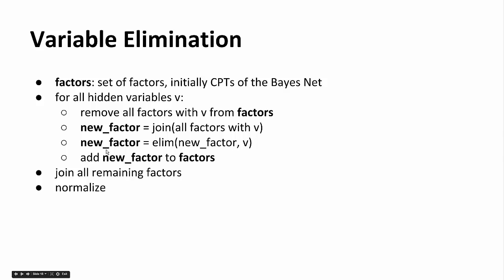So this is going to create a new factor for us, which we then add back into our set of factors. And we'll continue until we've eliminated all of the hidden variables. After that, we'll just have a set of factors that no longer depends on any hidden variables. We'll join up all of those, and then we'll normalize the distribution to find our solution.